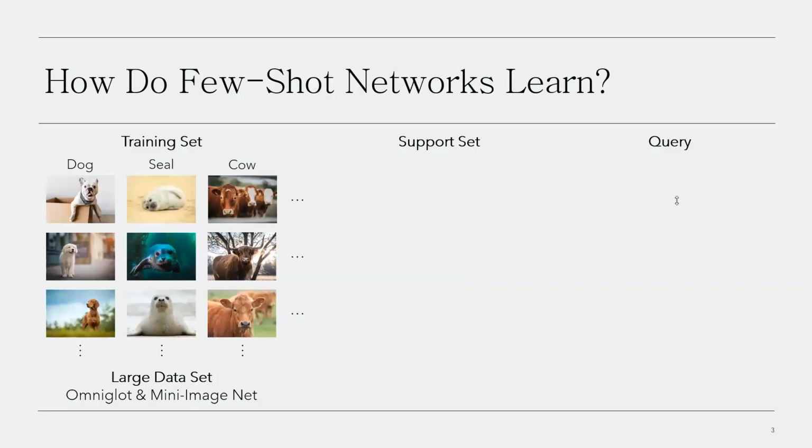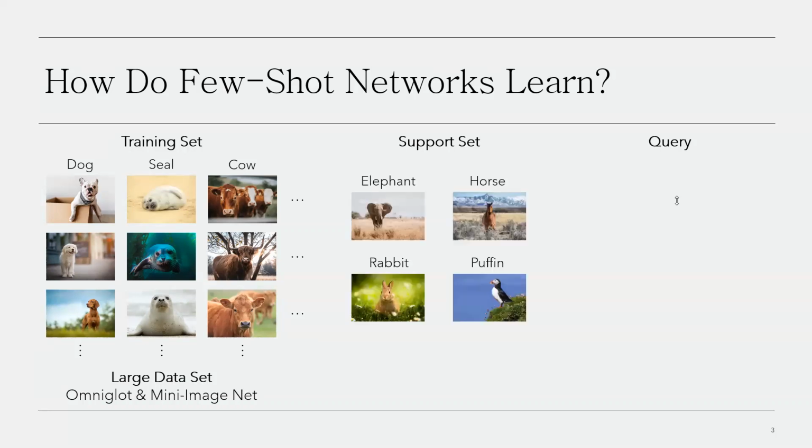Omniglot uses 50 different alphabets with a total of 1,623 characters or classes. And they asked 20 different people to handwrite each of the characters. So there are therefore 20 samples in each of the classes, which brings our total just above 32,000 images. Mini ImageNet, on the other hand, has 100 classes with 600 samples per class, bringing its total up to 60,000 images total.